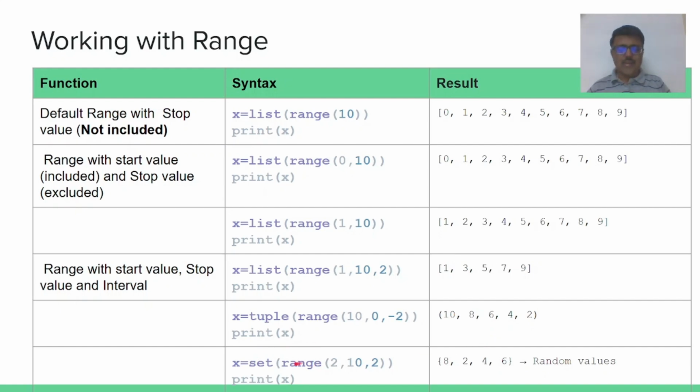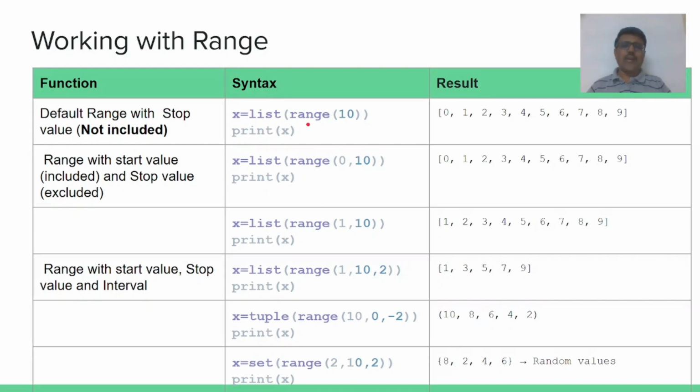And then similarly, you can see it here. I am converting that range into a set. So set, range, 2 comma 10 comma 2. That means 2 is the starting value, 10 is the end, and I'm incrementing by 2. So you can see here 8, 2, 4, 6. It is giving me random values. Why? Because it is a set, and a set will not always give the exact order, right? We all know that. So that's why you'll find random values here. Okay, so this is how you can make use of range.